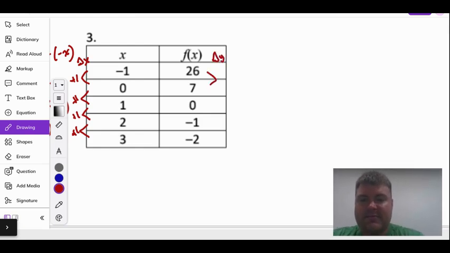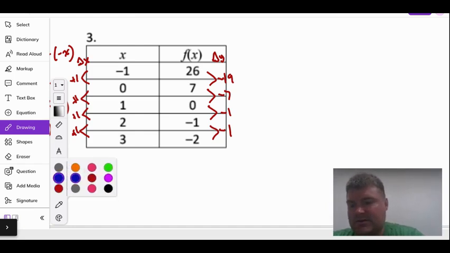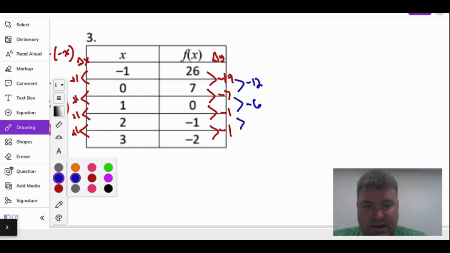Change in y. From 26 to 7, big one, but I got going down 19. 7 to 0, I got going down 7. I got going down 1. I got going down 1. Okay, let's do the next color. Those changes are all not the same. I got going down 12. I got going down 6. I got going down 0. Those changes are not constant either.